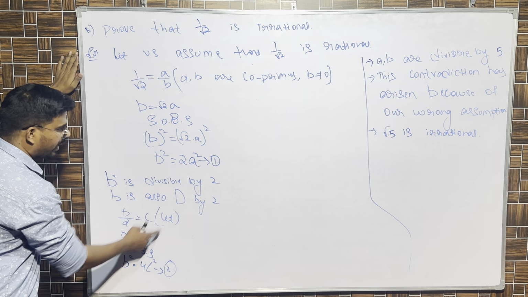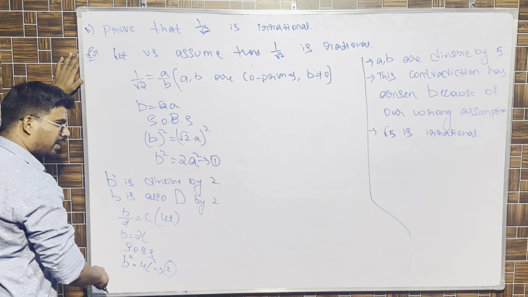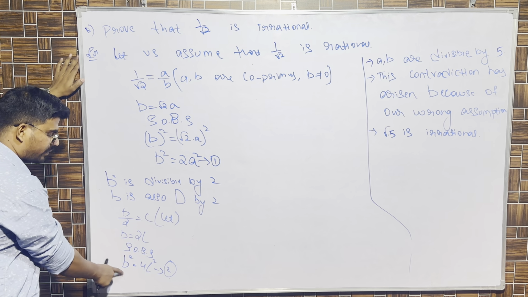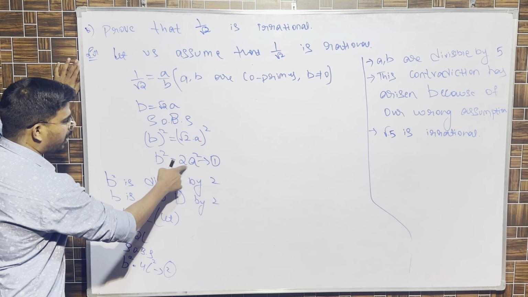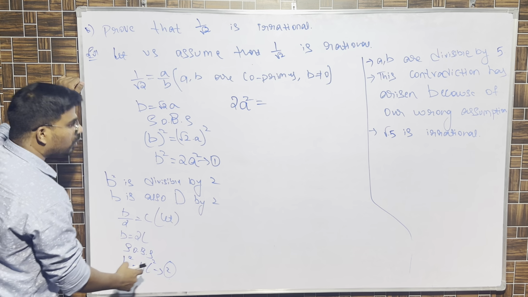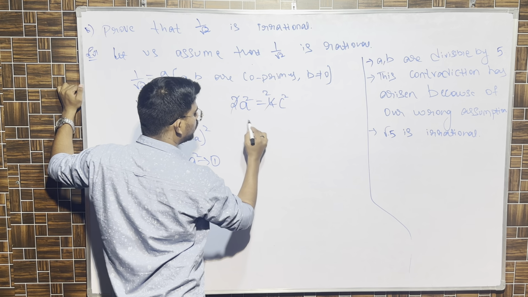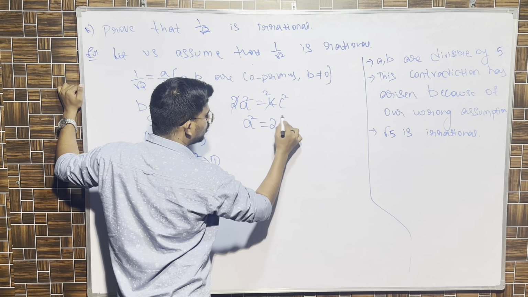So instead of this b square, I can get 2a square. Because I already told you, b square I already got, it is divisible by 2. Now I have to get that a is also divisible by 2. That's why instead of this b square, I am writing 2a square. 2a square is equal to 4c square. Dividing 2 ones, 2 twos, a square is equal to 2c square.